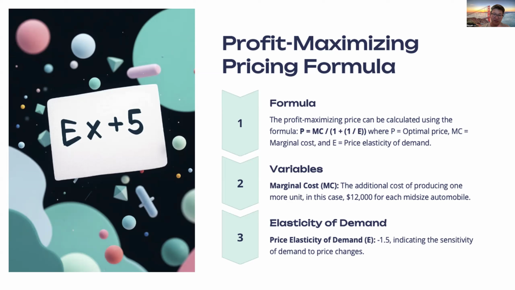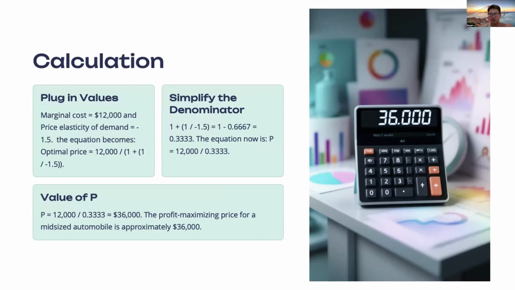And E, the price elasticity of demand, is minus 1.5. This is how we indicate the sensitivity of demand to price changes. And this is the calculation process. First we plug in all the values, so the equation becomes optimal price equals 12,000 divided by 1 plus 1 divided by minus 1.5.